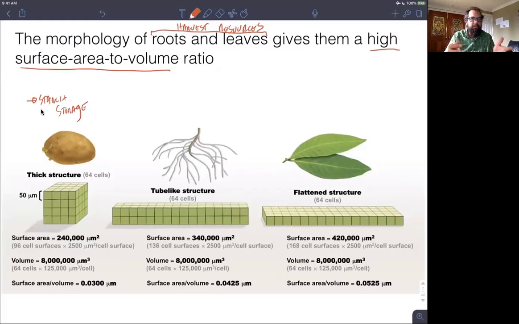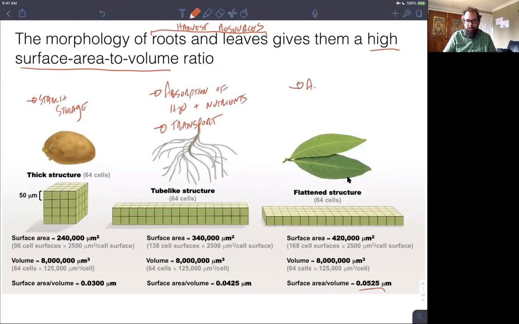And so these tube-like structures have morphologies that are adapted for absorption of water and nutrients, as well as transport of those absorbed materials throughout the plant. And so the surface area to volume ratio is higher than in a storage organ. And then where we see the highest surface area to volume ratio is in these flattened out leaf-like structures. Those flattened leaf structures show the highest surface area to volume ratio.